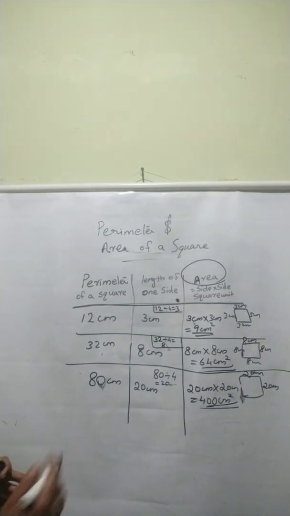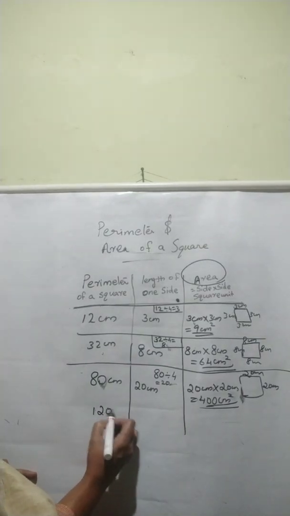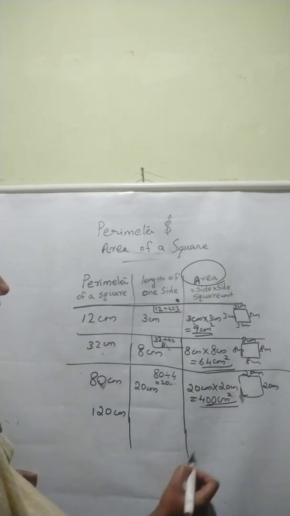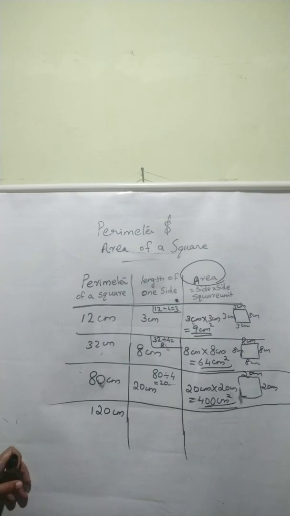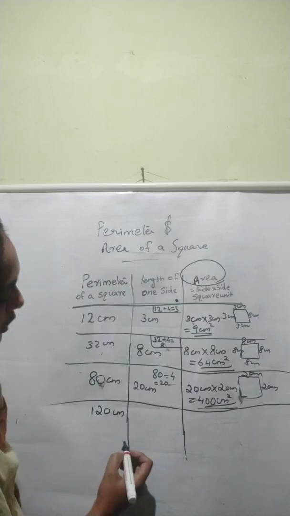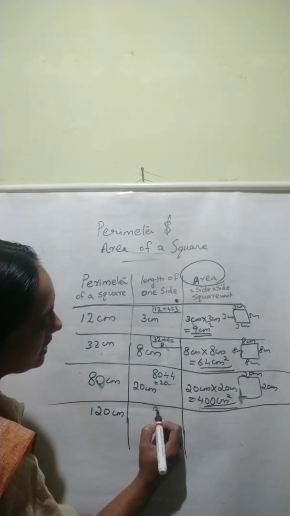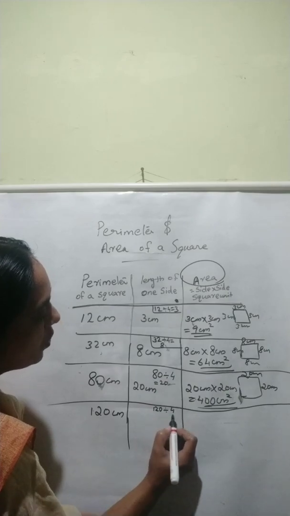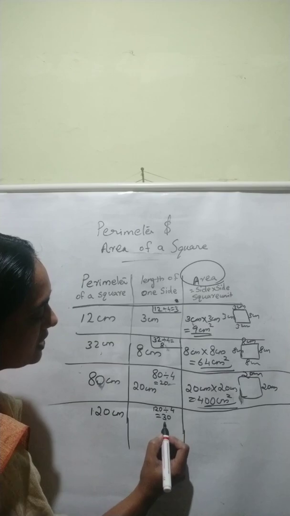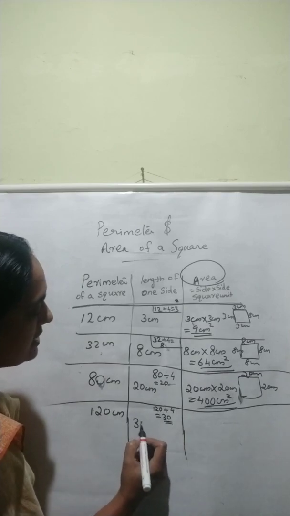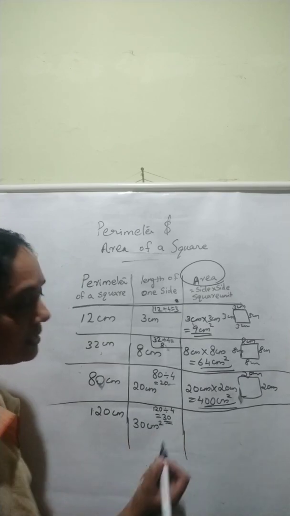Okay. Next, 120 centimeter is the perimeter. That means when we are adding 4 sides, we have to get 120. Also, all sides are equal in length. So we can divide this 120 by 4. So what is 12 divided by 4? 3. Then keep there 1 zero. 30 will be there. So the one side will be 30 centimeter.